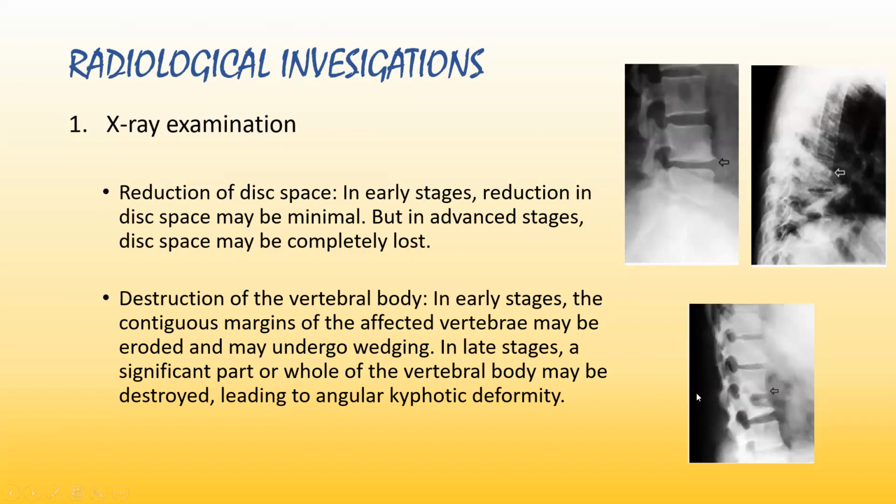The second one is destruction of vertebral body. In early stages, contiguous margins of the affected vertebrae may be eroded. The diseased weakened vertebra may undergo wedging. In late stages, a significant part or whole of the vertebral body may be destroyed. Here we can see that in this picture, the majority part of the vertebra is destroyed, leading to angular or kyphotic deformity. Severity of the deformity depends upon the extent of the wedging and number of affected vertebrae.